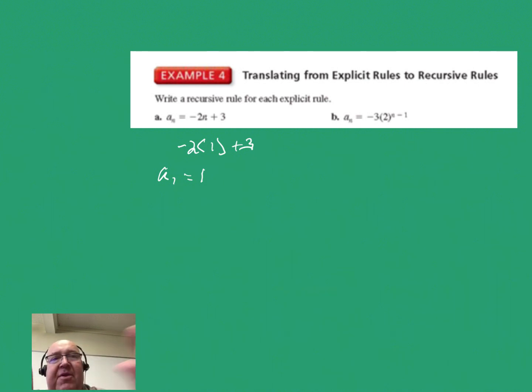Okay, and then I can write my sequence. A to the n equals a to the n minus 1 minus 2.